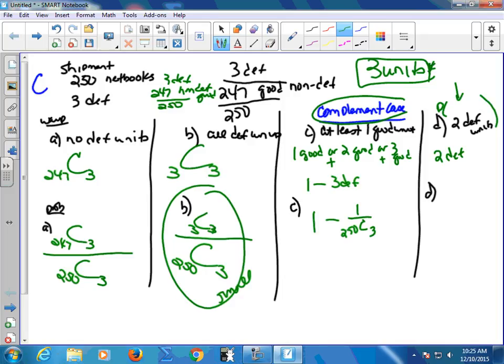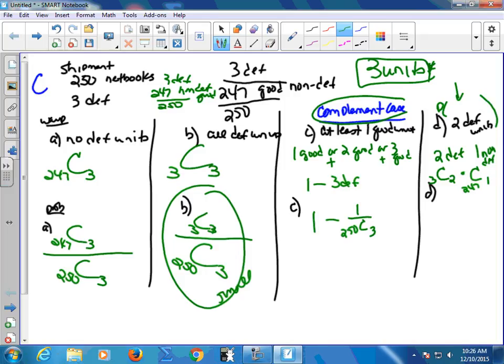3. So if I choose 2 defects and I need them to add up to 3, I'm choosing 1 non-defective unit. Let's start like this. How many defects do I have? 3. How many do I want to choose? 2. Counting principle, times how many non-defectives do I have? How many do I want? 1. There's your how many ways.